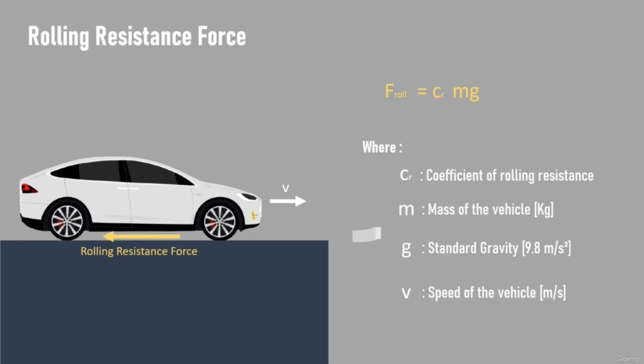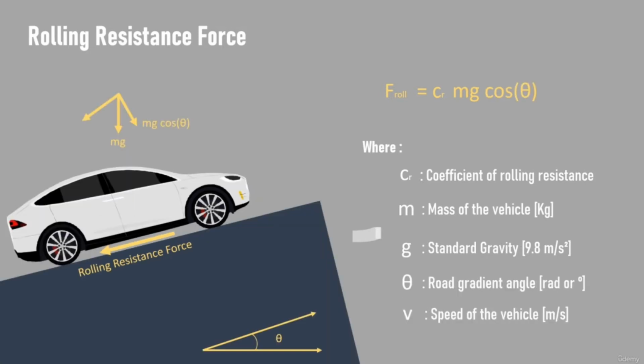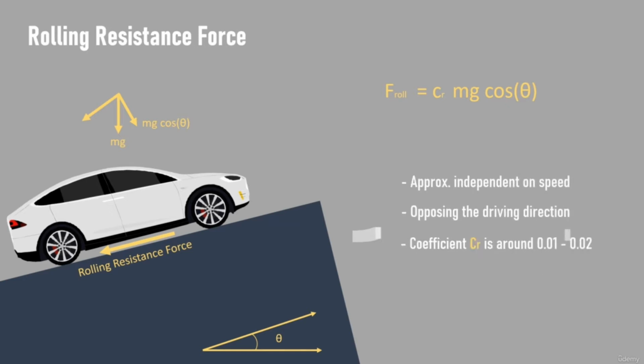For a flat surface, the normal force is the vehicle mass m times the standard gravity g. In case of a road with inclination angle theta, the normal force becomes the weight mg multiplied by the cosine of the road angle. It is important to note that the rolling resistance force is independent of the vehicle speed and it is always opposite the driving direction. The coefficient CR should be low so as to keep the friction losses low. For modern cars, it's typically around 0.01 to 0.02.